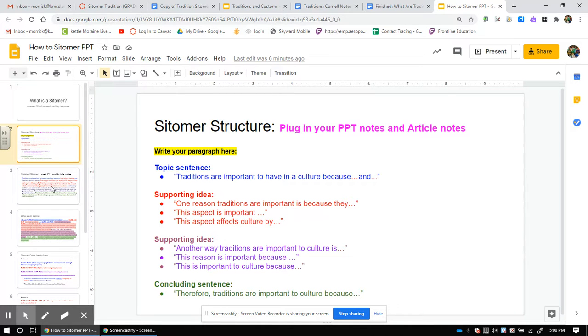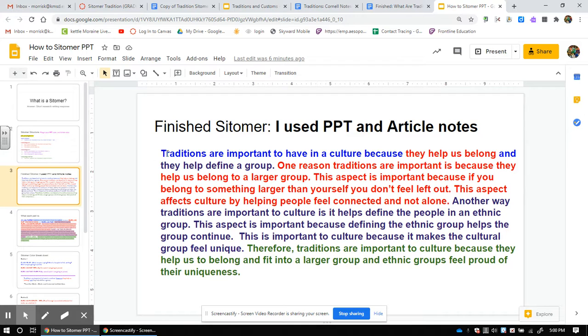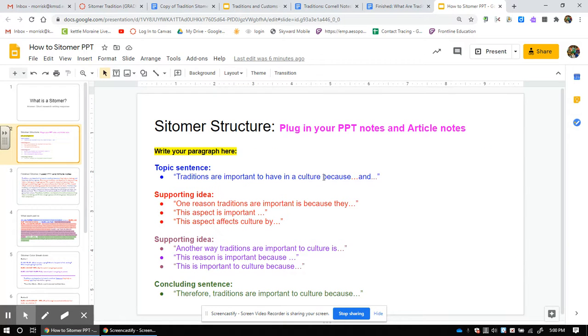I'm going to go over here and show you one that I wrote. Traditions are important to have in a culture because they help us belong and they help define a group. Now, where did I get "they help us belong and they help define a group"? Because this is where I'm putting it right here. Traditions are important to have in a culture because they help us to belong and they help us define a group.